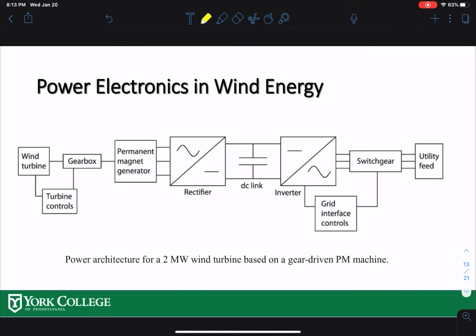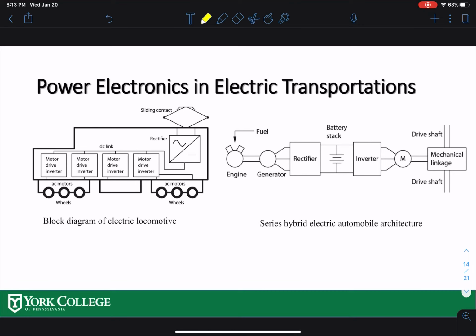So that's one of the diagrams over here. You can see that you have a rectifier, inverter, grid interface, and finally it goes to the grid. And another is electric transportation. Electric transportation, like electric cars and electric semi-trucks coming out now, has a big motor to drive your wheels. So all those big motor drivers, the motor driver is actually a very high power application of power electronic circuits.